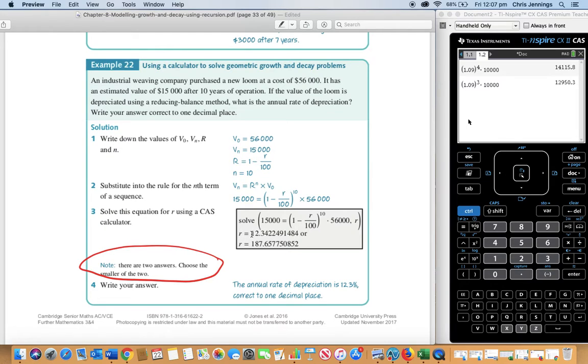So that means it's been reduced by 12.3% every single year. That's the depreciation. It's obviously not going to be 187%.